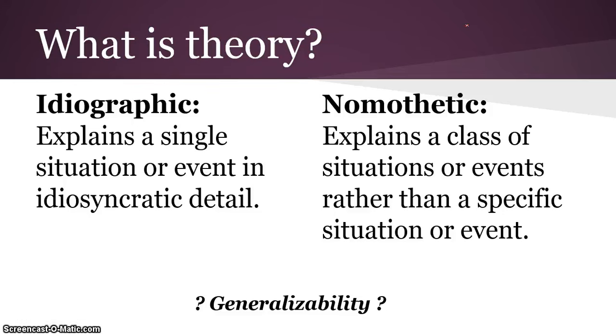There are different scopes for theories. Sometimes we call this macro and micro. I actually like the specific terminology a little better. So ideographic, which we might call micro, and nomothetic, which we might call macro, are two ways of thinking about the scope of a theory. With ideographic, theory explains a single situation or event in idiosyncratic detail.